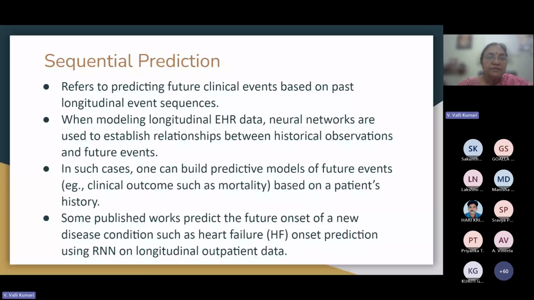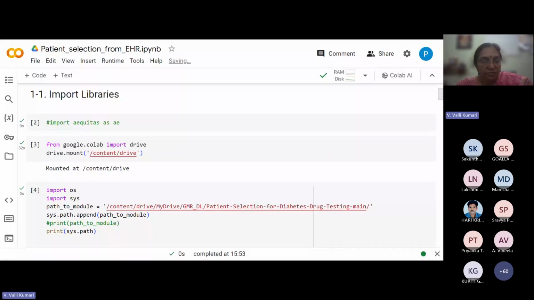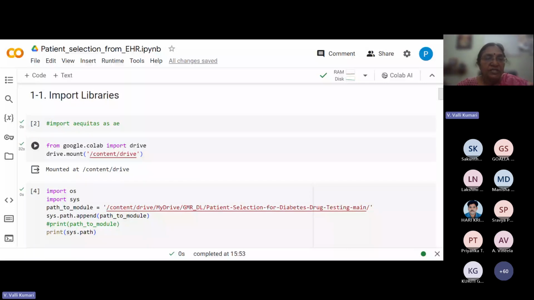So this is some stuff which I've taken from the web. I think the origin was Udacity related stuff. So patient selection from EHR, electronic health records, are used, and then patients are to be selected for some diabetes clinical trials. So this is related to drug related data.